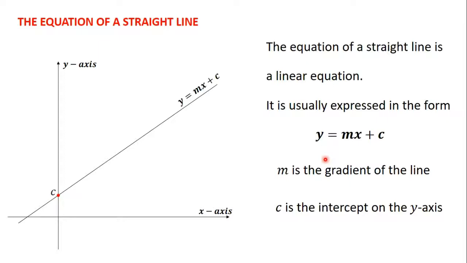So when you express the equation of a line in the form y is equal to mx plus c, m, which is the coefficient of x, will give you the gradient of the line, and c will give you the intercept on the y-axis or the y-intercept.